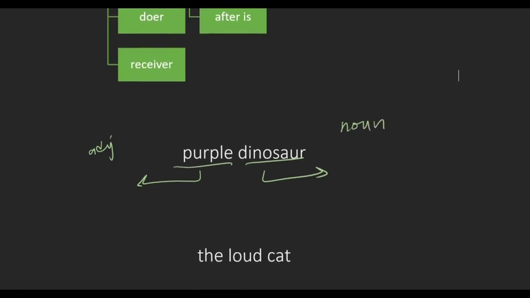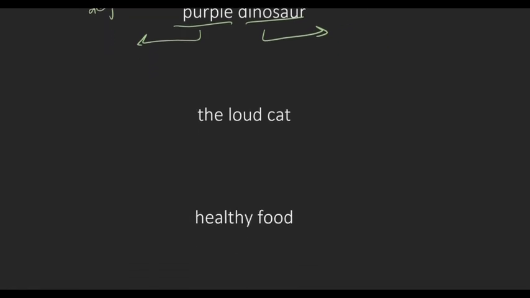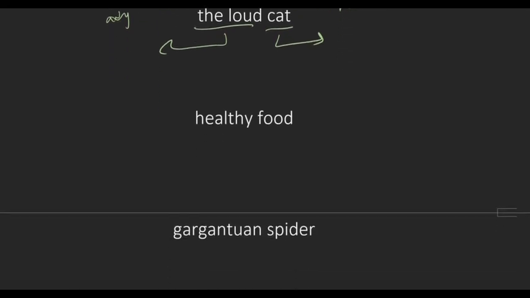Or the thing that's being described. Another example, the loud cat. The loud cat, what's happening here? Loud is describing cat. Loud is the description, cat is the described. So loud cat, description and described, or adjective and noun. That's my cat. Okay, here we have healthy food. Healthy is describing food, so healthy is the description, food is the described. Pretty straightforward. So is it always going to be in that sequence? You have the description first, and then the thing that's being described second? It is, in English at least.